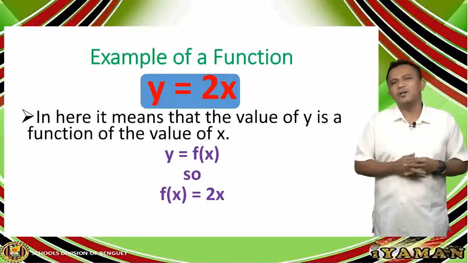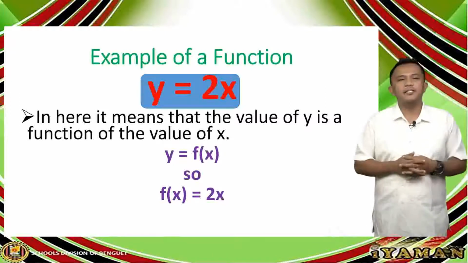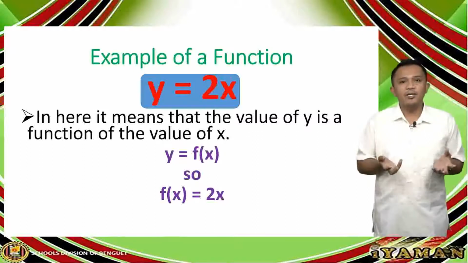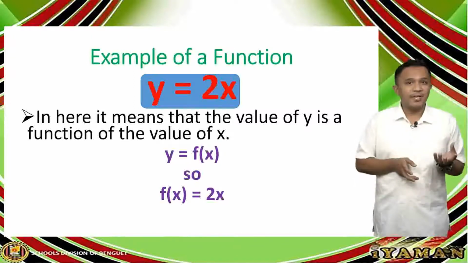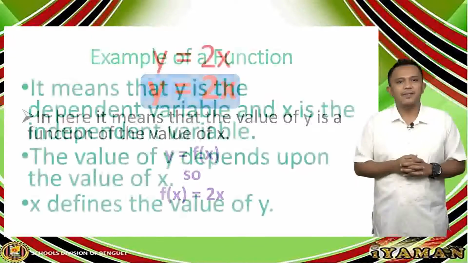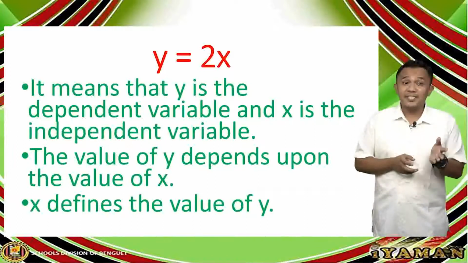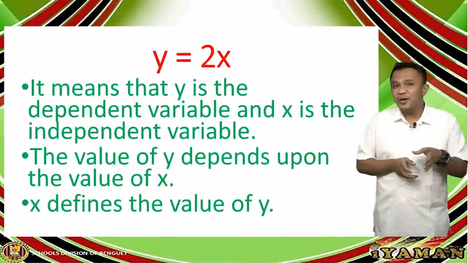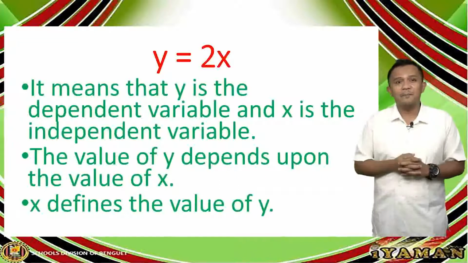An example of a function is y equals 2x. Here, it means that the value of y is a function of the value of x. So we can say that y is equal to f of x in function notation, so f of x is equal to 2x. It means that y is the dependent variable and x is the independent variable. The value of y depends upon the value of x. So, x defines the value of y.